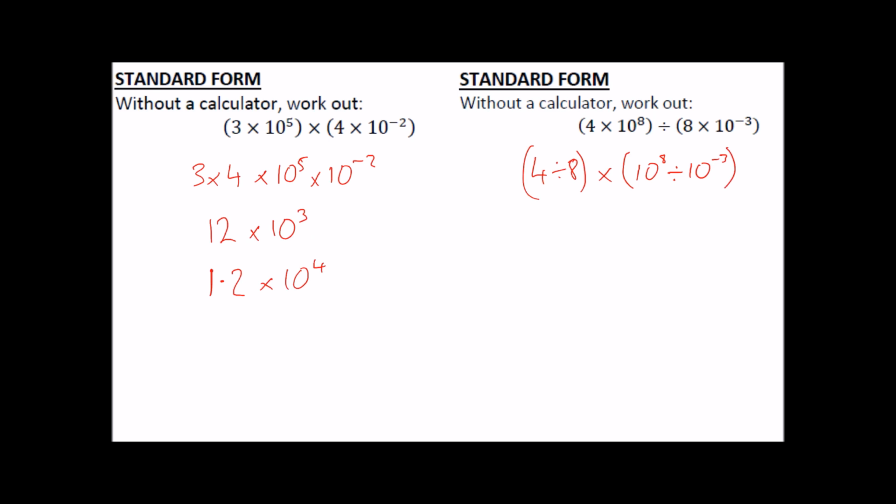Now 4 divided by 8 is 0.5, and 10 to the power of 8 divided by 10 to the minus 3, we subtract the powers. So 8 subtract negative 3 is 11, so that would be 10 to the power of 11. And again, in standard form, it's got to be between 1 and 10, so I'm going to change this to a 5. So I've times that by 10, so I need to reduce my power by 1, which will be 10 to the power of 10.